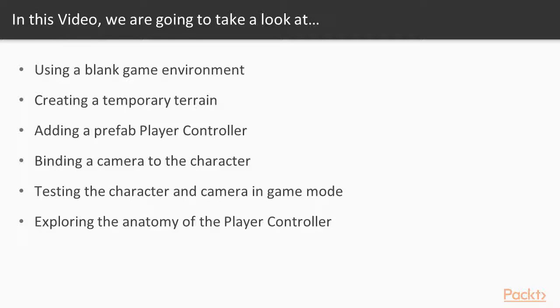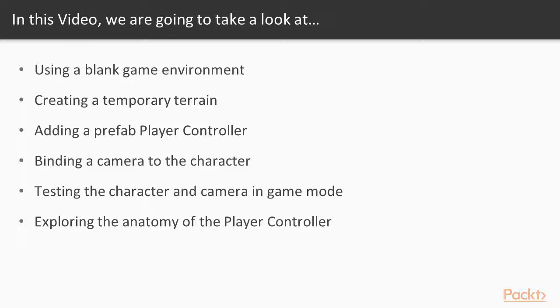In this video, we're going to perform some initial steps so that we can create a player controller in a game environment. We will start with a blank game environment and then add a basic terrain object. Next, we will add a prefab player controller. Then we will edit the camera so that it follows the player controller. We will switch between scene and game views to test our work. In addition, we will explore the anatomy of the player controller.